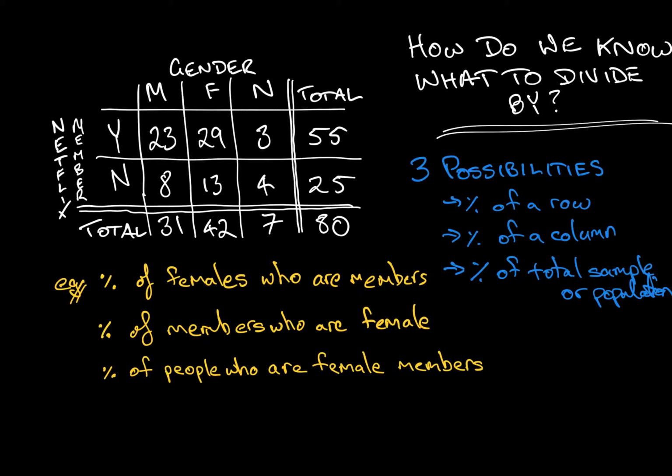So in other words, we're saying out of all of the females, 42 of them, how many of them are members of Netflix? Taking a look at our table, we can see that 29 of the females are also reporting to be members of Netflix. So to find the percentage of females who are members, we'd be looking to divide those 29 by the 42 females in total and multiplying that by 100%. Let's jump to the next slide now and look at actually calculating these three examples.